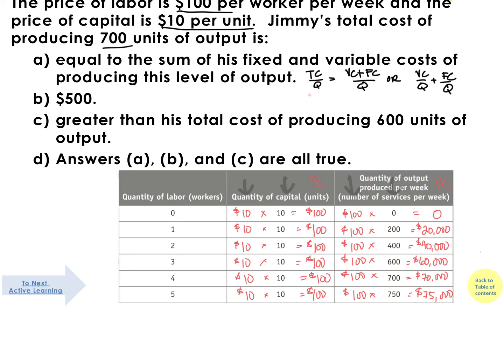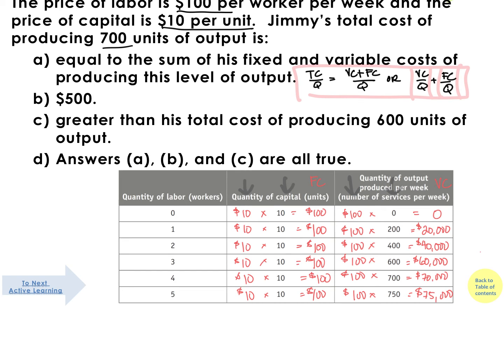We've also defined that A is true theoretically, right? Your total cost divided by quantity is the same as your variable plus fixed cost over quantity, or chopping them into little pieces. They still work. What about B? Well, we almost have an answer for B.